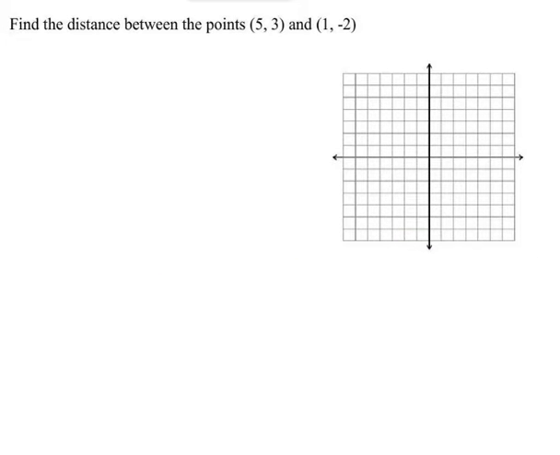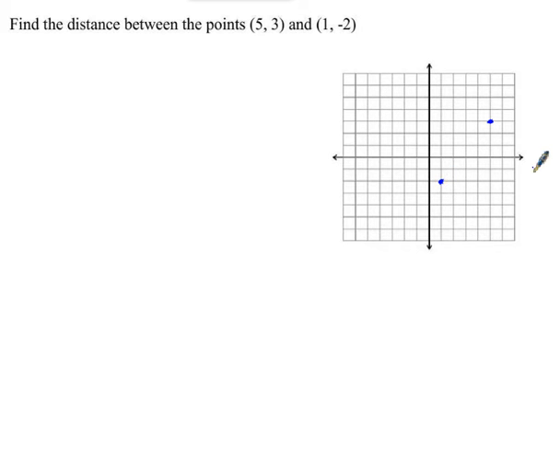So find the distance between the points 5, 3 and 1, negative 2. So what I want to do first is put those on this grid. 5, 3: 1, 2, 3, 4, 5, then 1, 2, 3 is right there. And then 1, negative 2. So 1 and then negative 2 is right there.